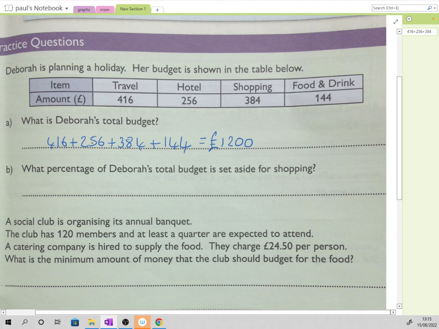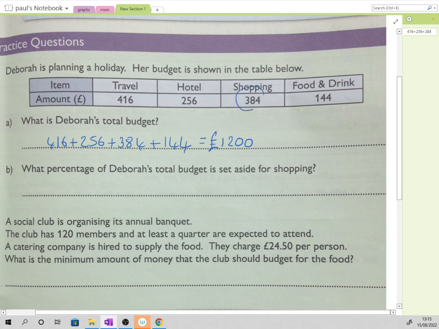But if you do all of this, and say you put 244 there instead of 144 by mistake, then your answer will be £1,300. Your answer is correct according to the numbers you've written down. So you haven't made a mathematical error, you've just made an error in copying these things down. So somebody might be generous and go, oh yeah, I'll give you half a point for that. So what percentage of Deborah's total budget is set aside for shopping?